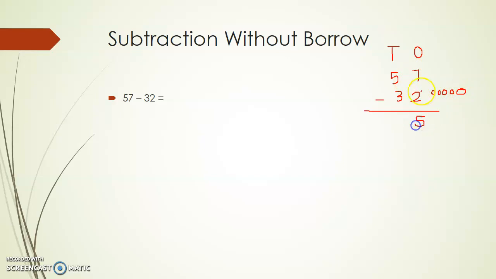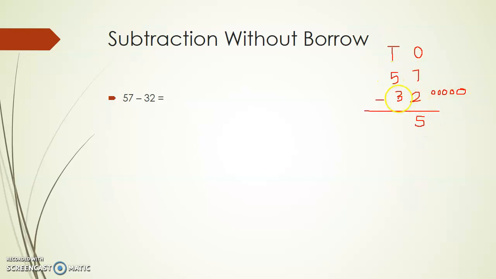What did we do to calculate 7 minus 2? After 2, we counted up to 7. After 2, 3, 4, 5, 6, 7. How many did we count? We counted 5 numbers. So the difference between 7 and 2 is 5.